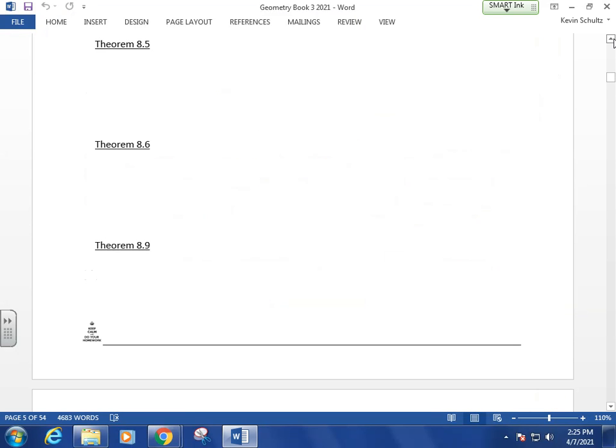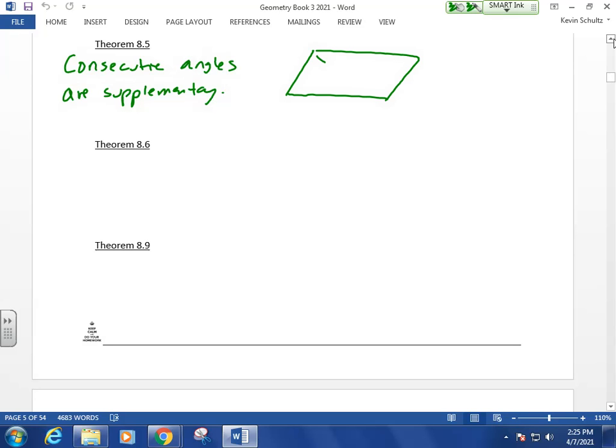Theorem 8.5. Also dealing with the angles. Consecutive angles in a parallelogram are supplementary. So we have the opposite angles are going to be congruent. The consecutive angles are going to be supplementary. So you've got a four-sided shape. We'll label each pair of congruent angles. First pair will be X. Second pair will mark Y. And if this is a parallelogram, then X plus Y will equal 180. Okay, that word supplementary goes all the way back to PO7 in Unit 1. It means that the angles add to be 180 degrees.